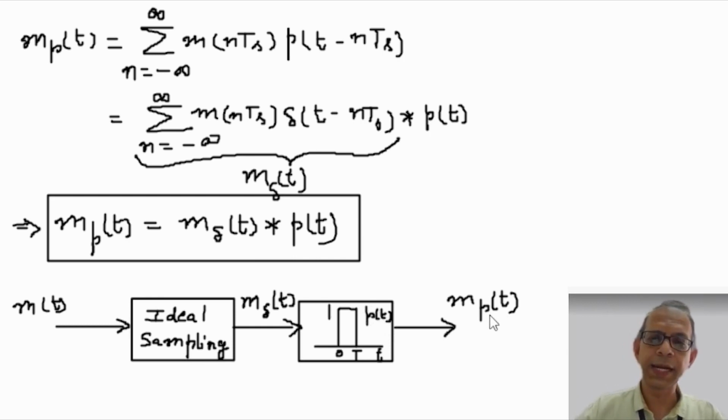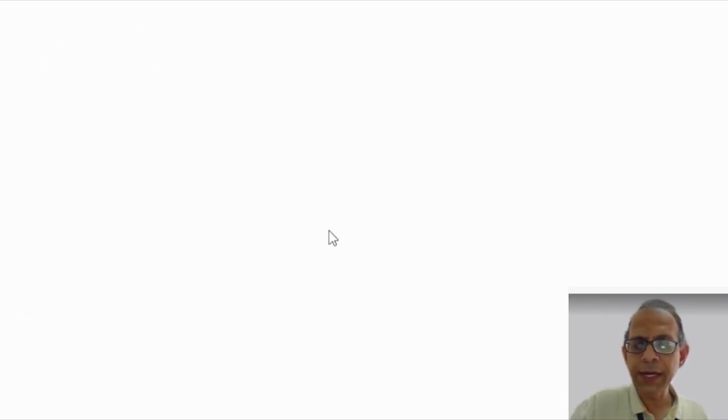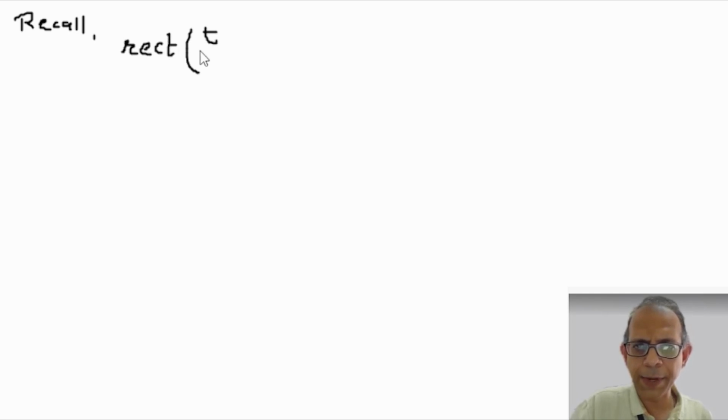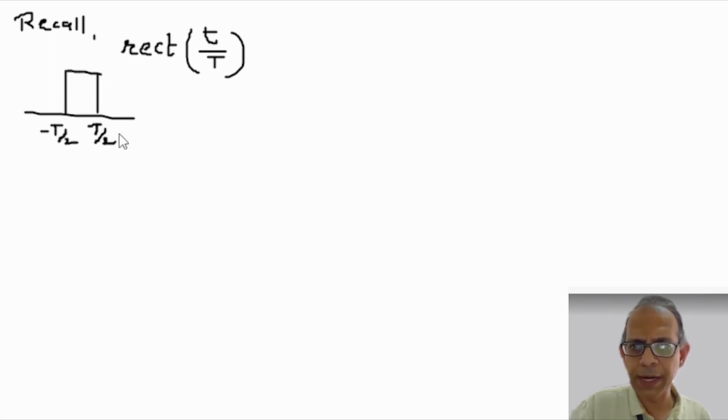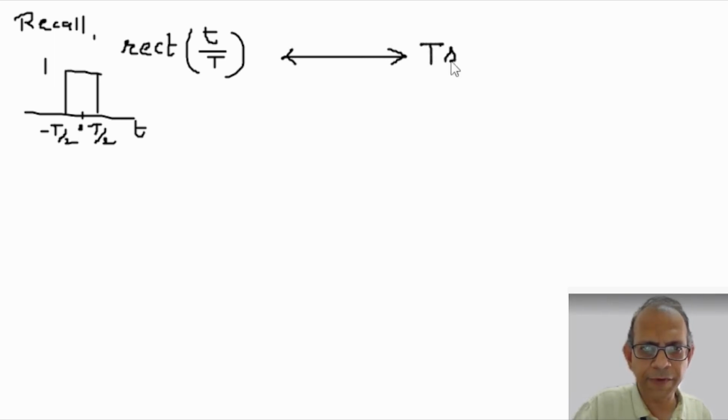Now we are interested in looking at the spectrum of m_p(t), and for that we first need to look at the spectrum of p(t). Let us do that. So p(t) is a rectangular pulse. So recall that if we have a rectangular pulse rect(t/T), which is the rectangular pulse from minus T/2 to plus T/2 with height 1, then it has a Fourier transform T sinc(fT).